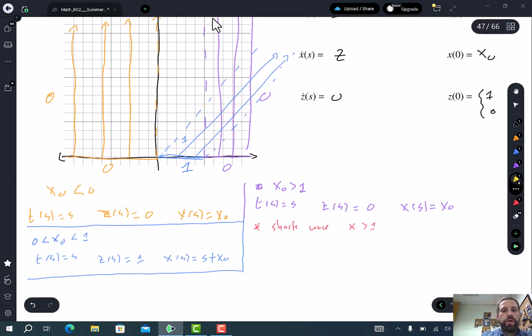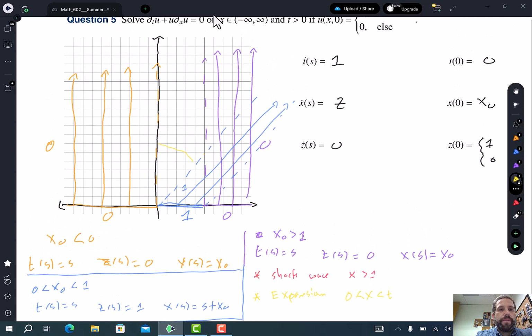But notice what's also going to happen. I have this whole area here where there's no characteristics, so it looks like there's going to be some expansion wave. And it looks like the expansion is going to be in that wedge, and that's going to be where 0 is less than x is less than t. Okay, but now here's where a subtlety happens.